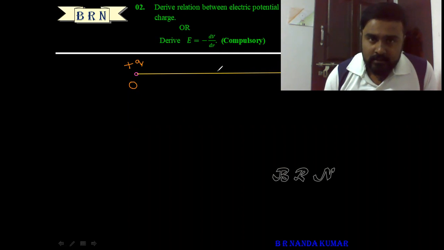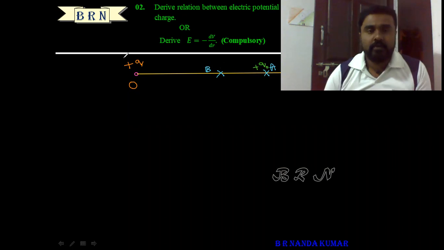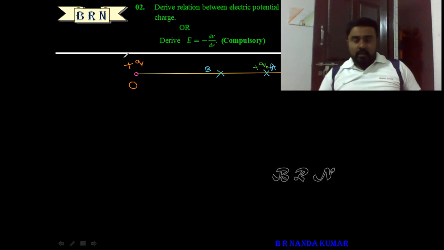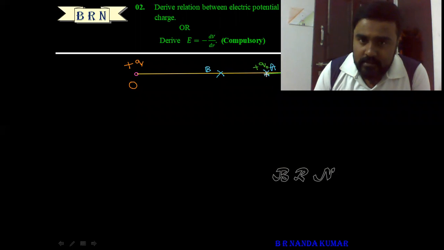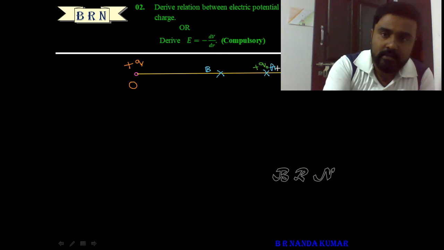First point A, point B and so on. Actually, this goes to infinity. A unit positive test charge plus Q naught is placed at point A. Due to plus Q at O, plus Q naught at A will experience a repulsive force, right?